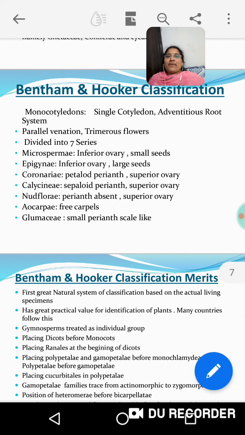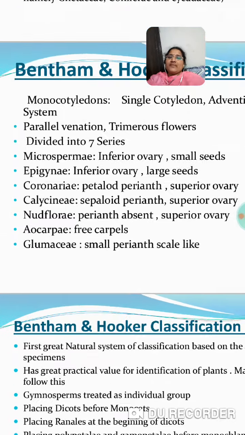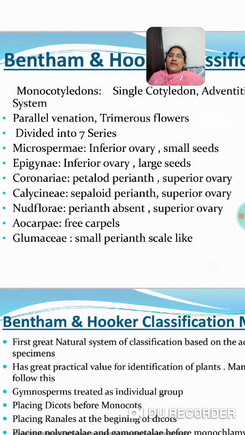The next one is calycinae. Calycinae means the sepaloid perianth. Sepaloid perianth means the perianth consists of only the sepals. Petals are completely absent here, and the second character is the presence of a superior ovary. So if the plants show flowers consisting of the sepaloid perianth and also the superior ovary, such plants are grouped under calycinae. So calycinae means again the sepaloid perianth is there, and the superior ovary is there.